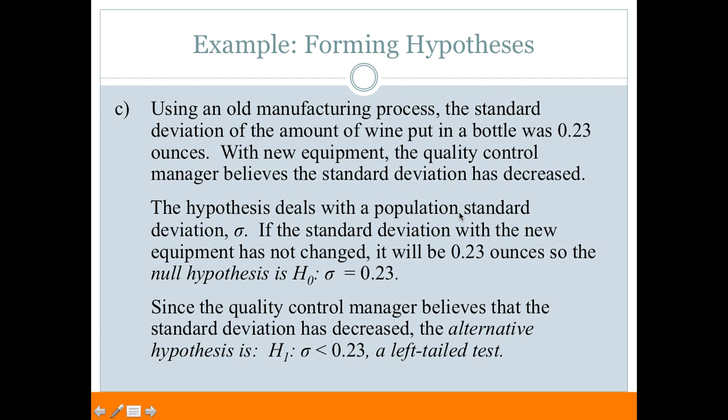So if the standard deviation with the new equipment hasn't actually changed, it's still going to be the 0.23 ounces. So our null hypothesis is just that sigma equals 0.23. Now, since they have new equipment, the quality control manager thinks that the equipment is more standardized, so the standard deviation is going to decrease. So our alternative hypothesis is going to be that sigma is less than 0.23. And if you recall from a few slides back, this is called a left-tailed test.